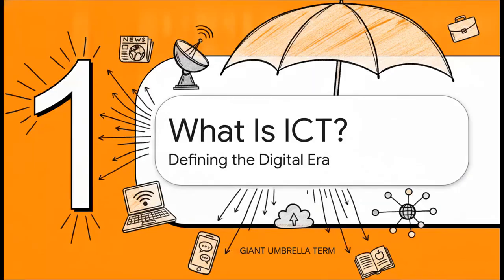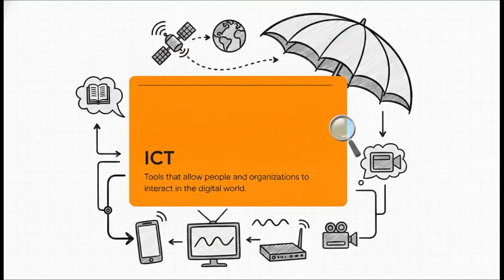Section 1. What is ICT? So, you hear this acronym literally everywhere, right? In the news, at work, in the classroom. But what does this giant umbrella term actually mean? Well, information and communication technology, or ICT, is basically a set of computing tools that together let people and organizations interact in the digital world. It's essentially this brilliant mashup of telephone networks and computer networks all linked into one system.